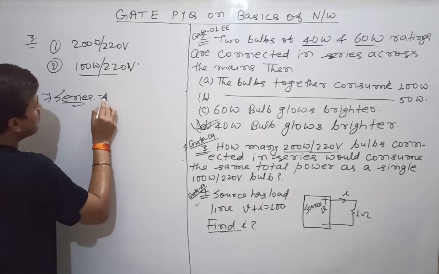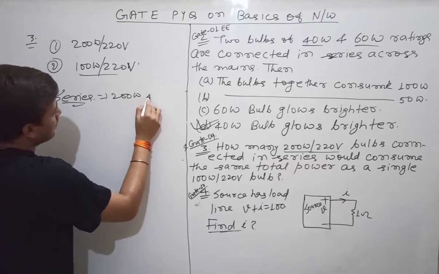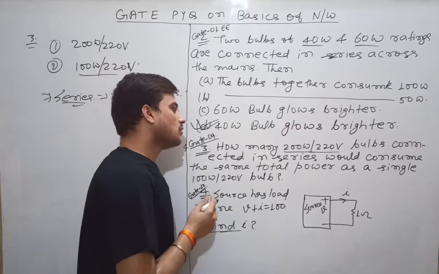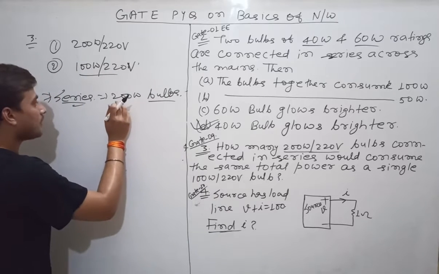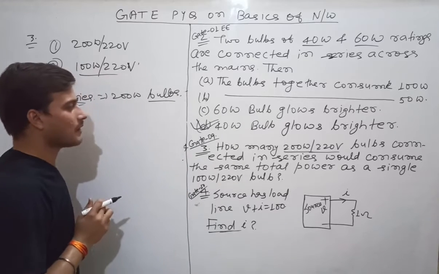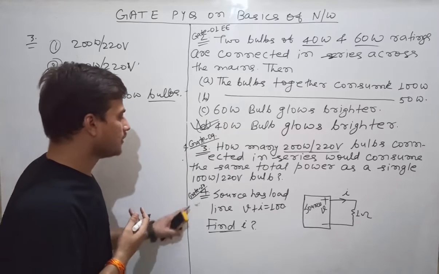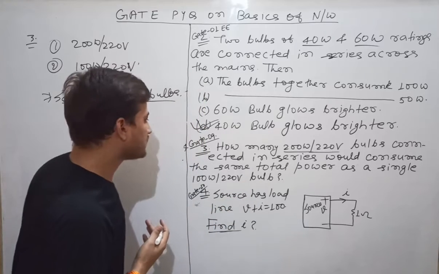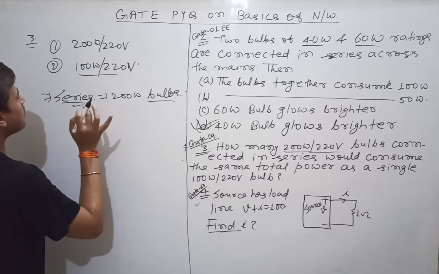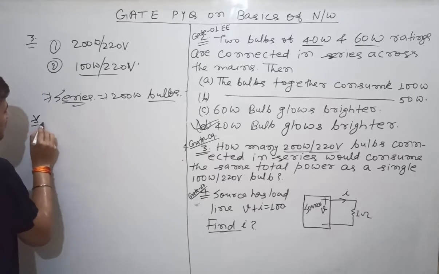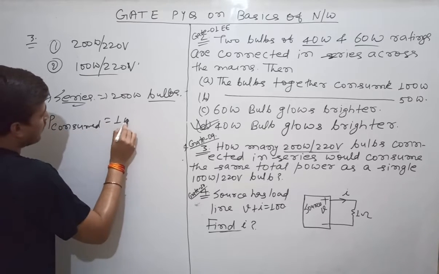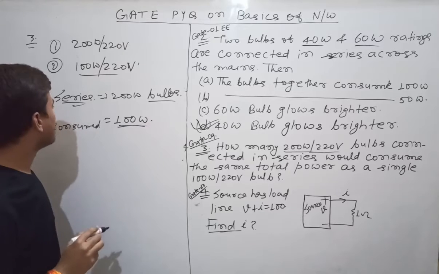You have to connect 200 watt bulbs in series. Now they are asking you the number of bulbs that will be connected in series so that it will consume the same total power as a single 100 watt, 220 volt bulb. That means the power consumed is 100 watt.